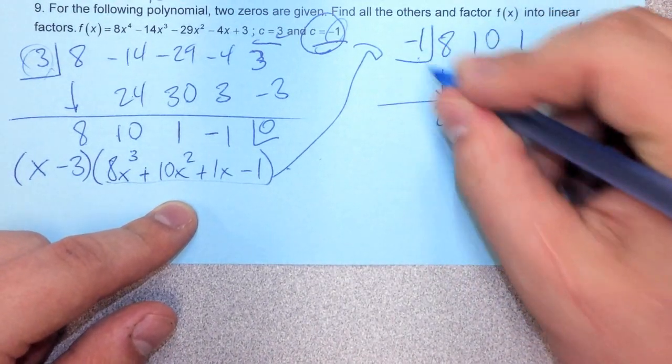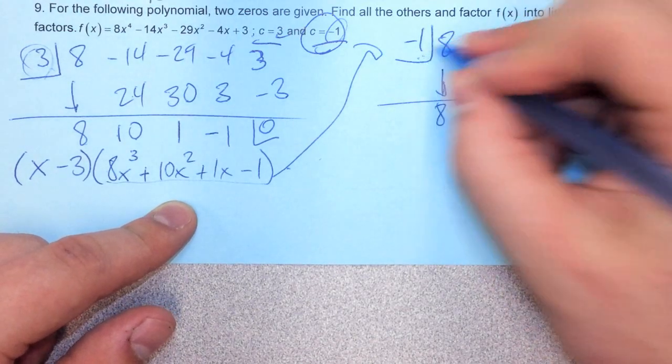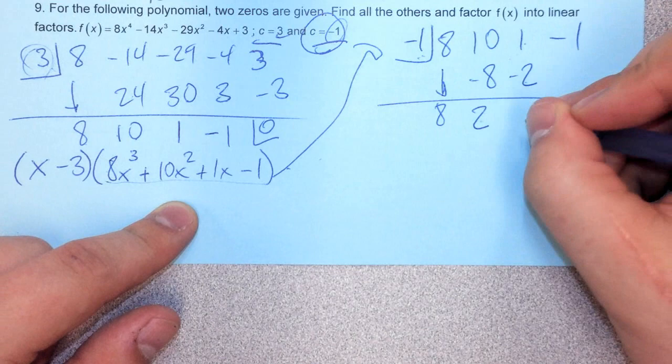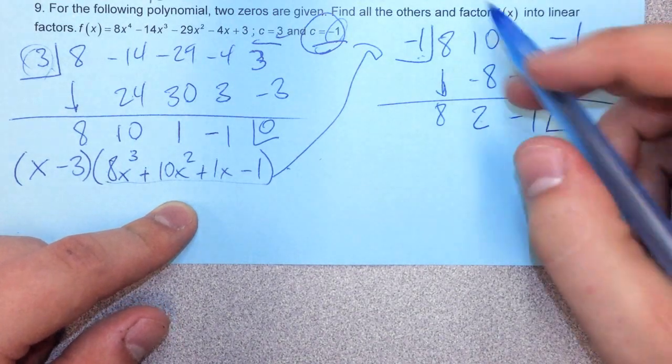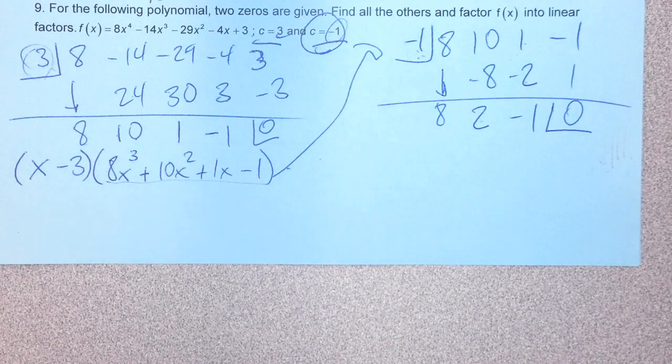8. So then that's negative 1 times 8 would be negative 8, which makes 2. Negative 1 times 2 would be negative 2. 1 plus negative 2 is negative 1. Oh, and then negative 1 times negative 1 makes positive 1, 0. Okay, that's what we wanted ultimately.